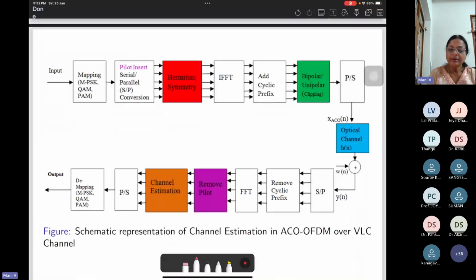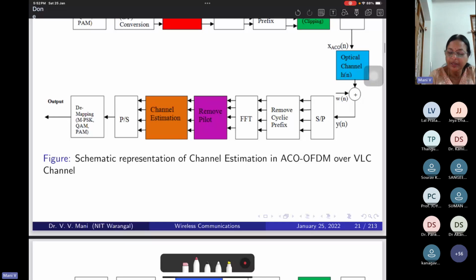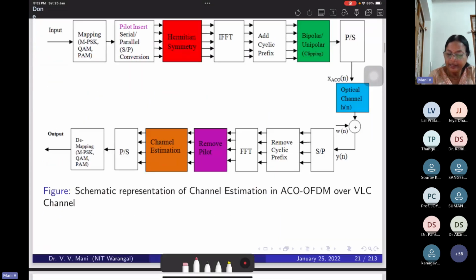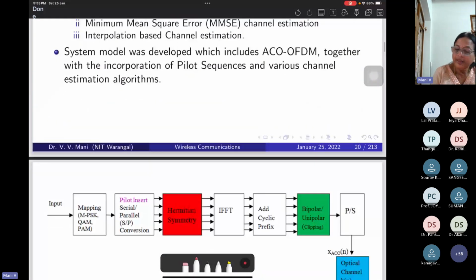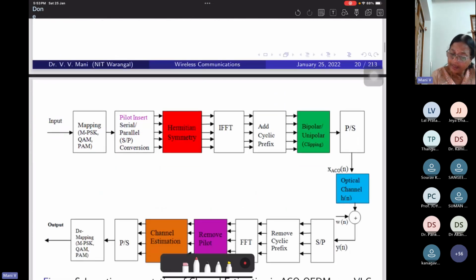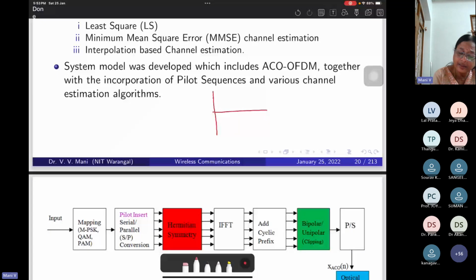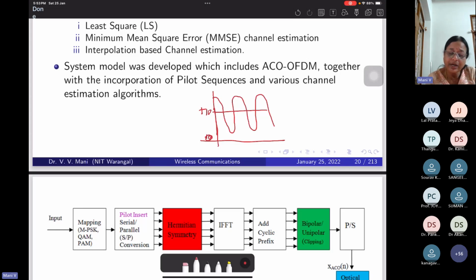So here we can even further extend the same channel estimation techniques to optical OFDM. One example we have taken is ACO-OFDM, asymmetrically clipped optical OFDM. That means the receiver, after the IFFT, passes through your Hermitian symmetry block. Let's take one example. Suppose I am sending my signal like this, and then it is added with the DC bias, so it will be shifted, right? Say some 10 volts it is shifted. Because this DC bias value is added to the system, some kind of noise is also added to your system, right?